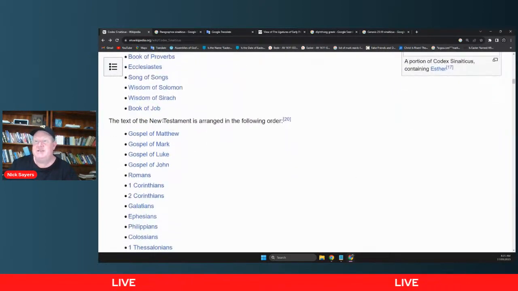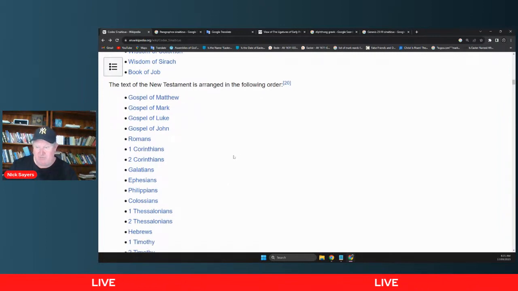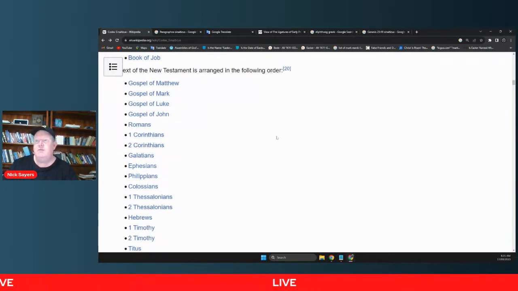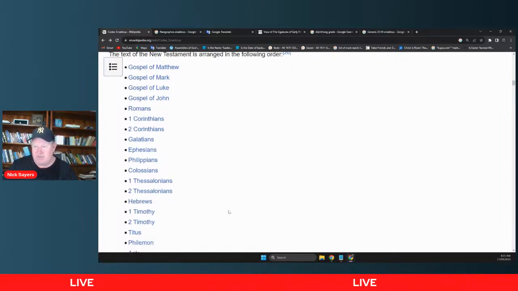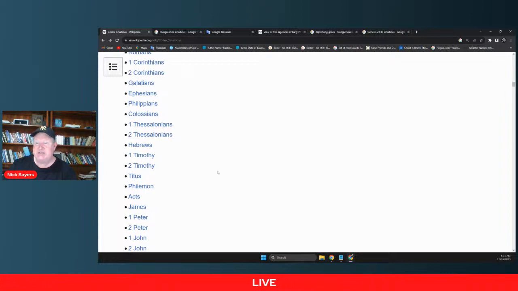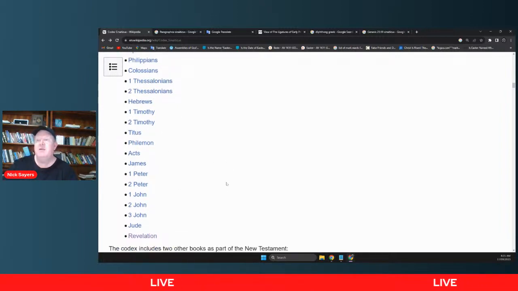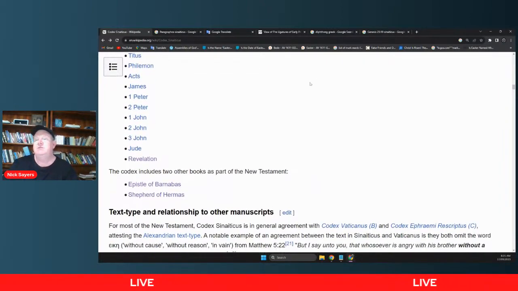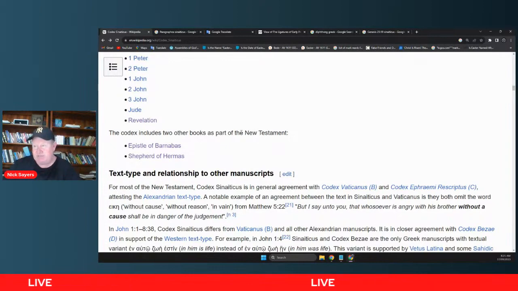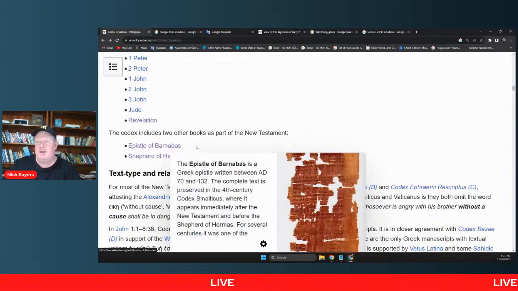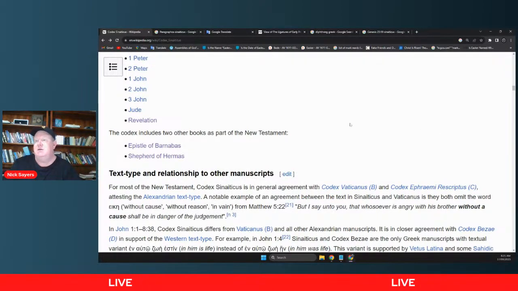So then the text of the New Testament is arranged in the following order: Matthew, Mark, Luke, John, Romans. So it doesn't have Acts there, you'll notice, but it comes later on. 1 Corinthians, 2 Corinthians, Galatians, Ephesians, Philippians, Colossians, 1st and 2nd Thessalonians, Hebrews, 1 Timothy, 2 Timothy, Titus, Philemon, Acts, James, 1 Peter, 2 Peter, and 1st, 2nd, and 3rd John, Jude, and Revelation. So the Codex includes 2 other books as part of the New Testament, the Epistle of Barnabas and the Shepherd of Hermes.